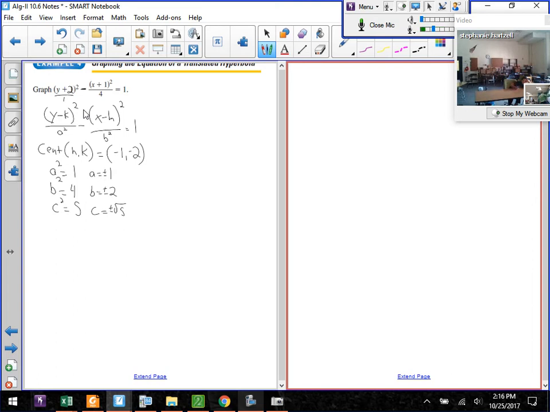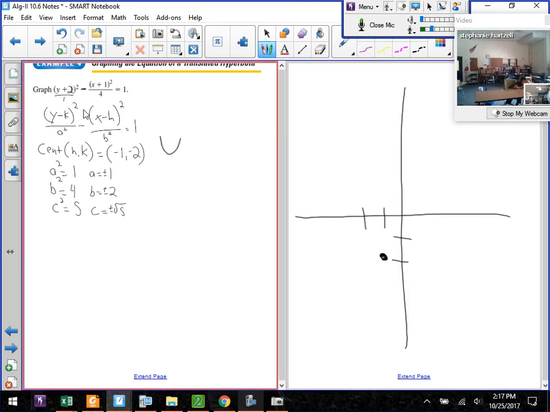Now we have a hyperbola. We know that the center is going to be located at (−1, −2), so left and down. There's my center. What direction is this going to go, up and down or left and right? It's going to go up and down, because what came first? The y.